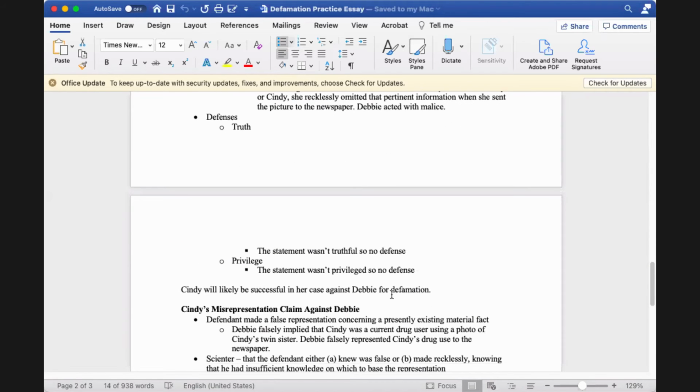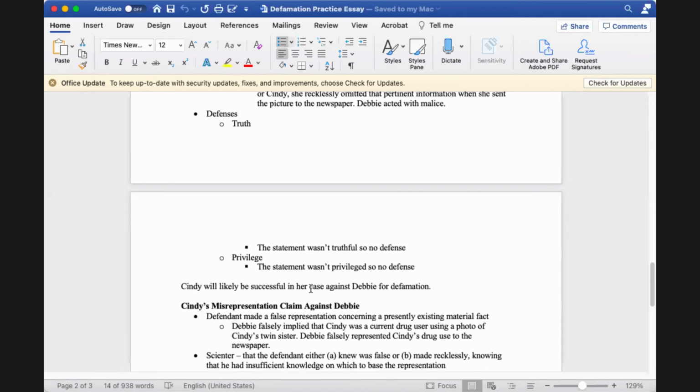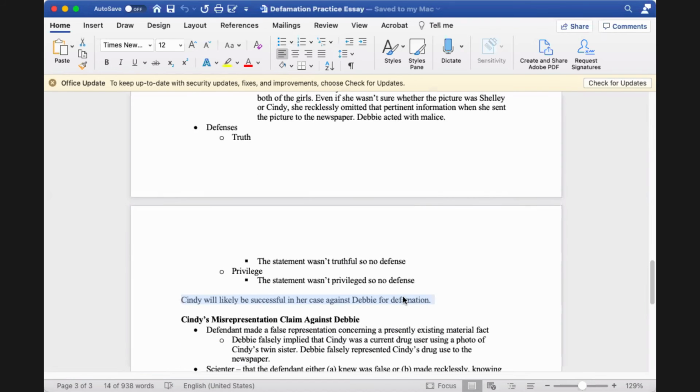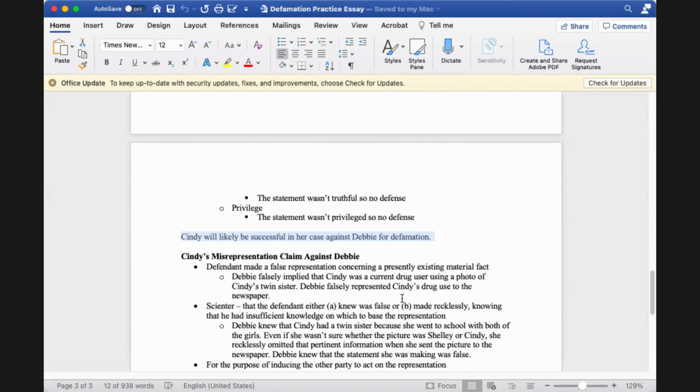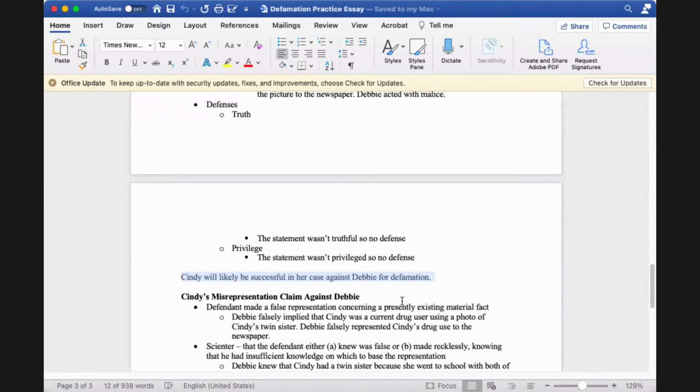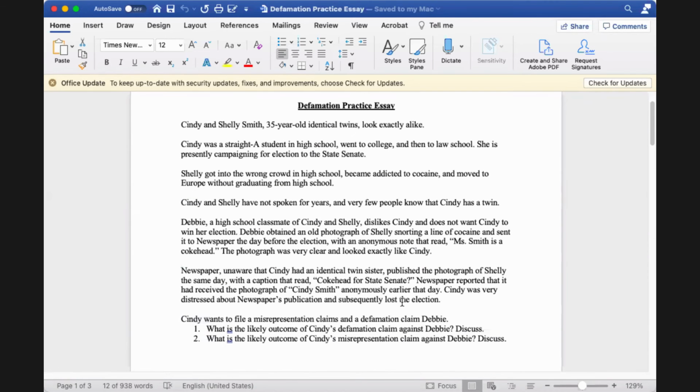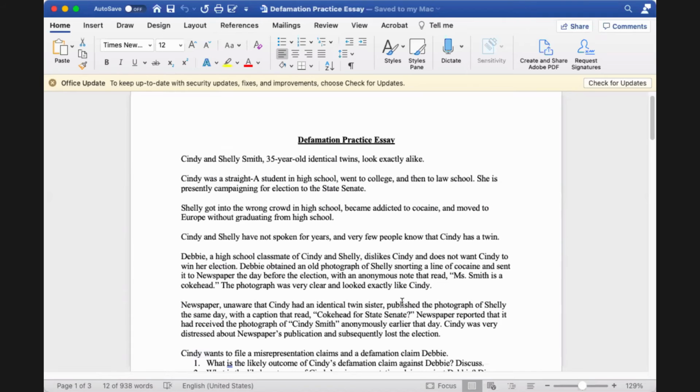The statement wasn't truthful, so no defense, and privilege. The statement wasn't privileged, so no defense. And then just conclude Cindy will likely be successful in her case. You can even obviously conclude a little bit bigger than this, because all of these elements have been met, Cindy will likely be successful in her case.